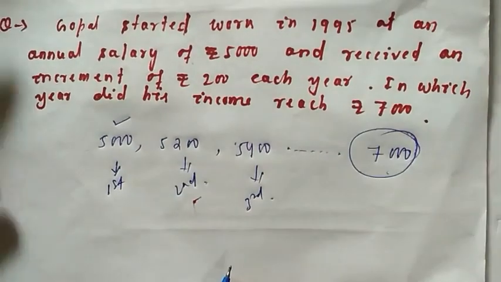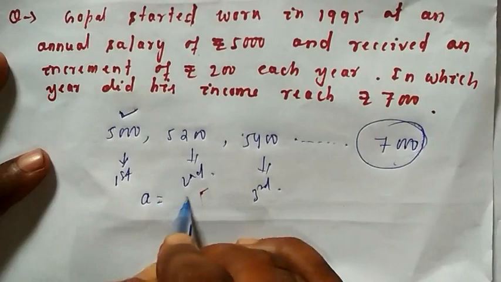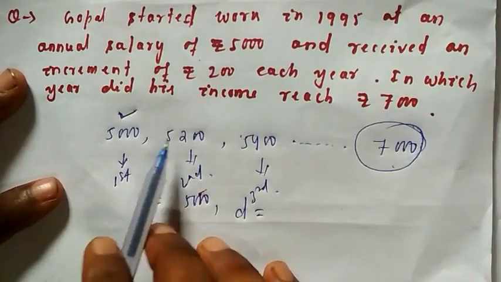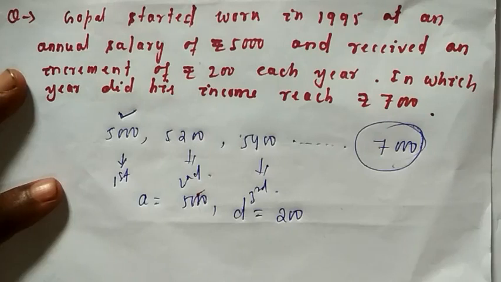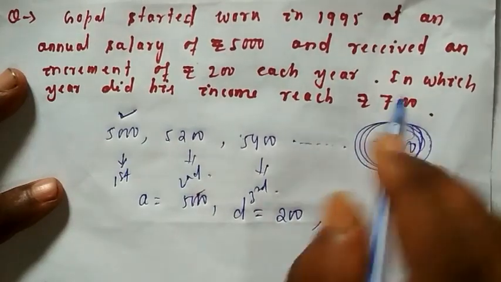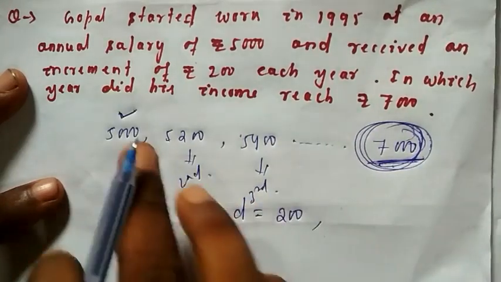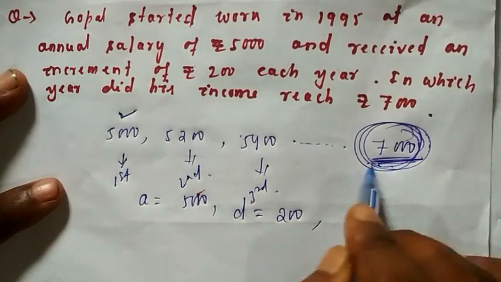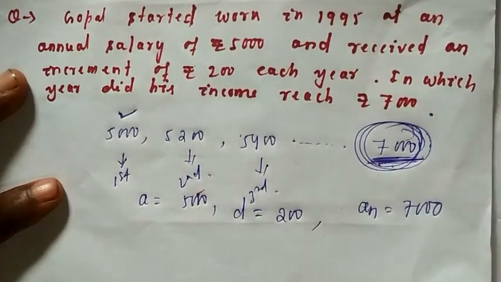You have to find n. How will you use the AP concept? This is the first year salary, so you will take it as a. a is equal to 5,000. Then common difference, 5,200 minus 5,000, how much will be? 200 rupees. Increment amount always will be the common difference. Now after how many years the salary will become 7,000? If it increased like that, 200 year-wise, the last term will be 7,000. That means you can take a_n is equal to 7,000 as the last term.